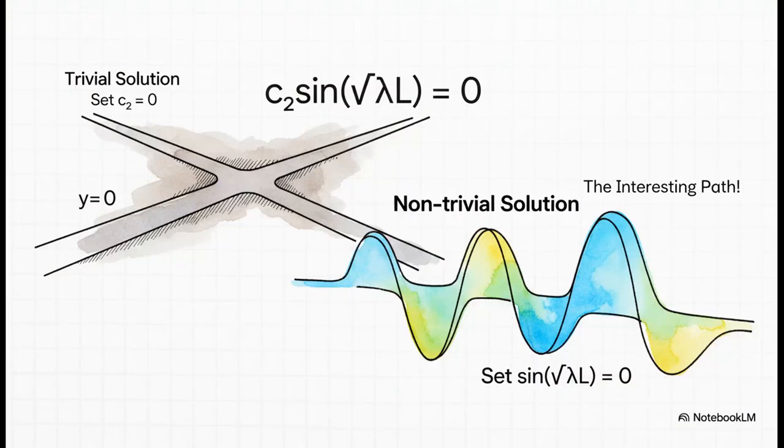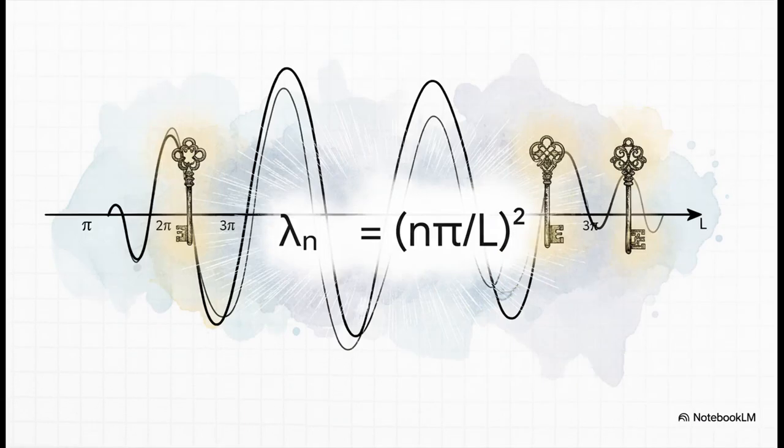So here's the crucial insight. If we refuse to make c2 0, then the other part of the equation has to be 0. The only way forward, the only way to get a non-trivial solution, is to force the sine term itself to equal 0. And this is where the magic happens, where the puzzle just solves itself.